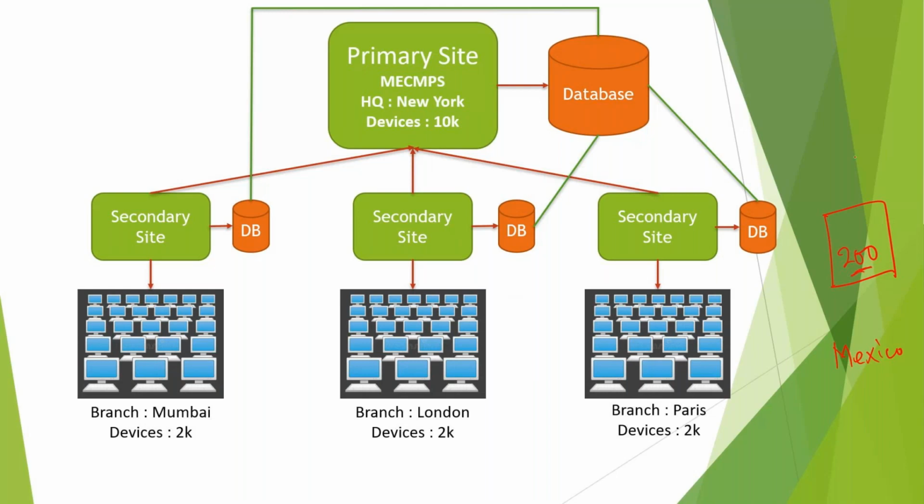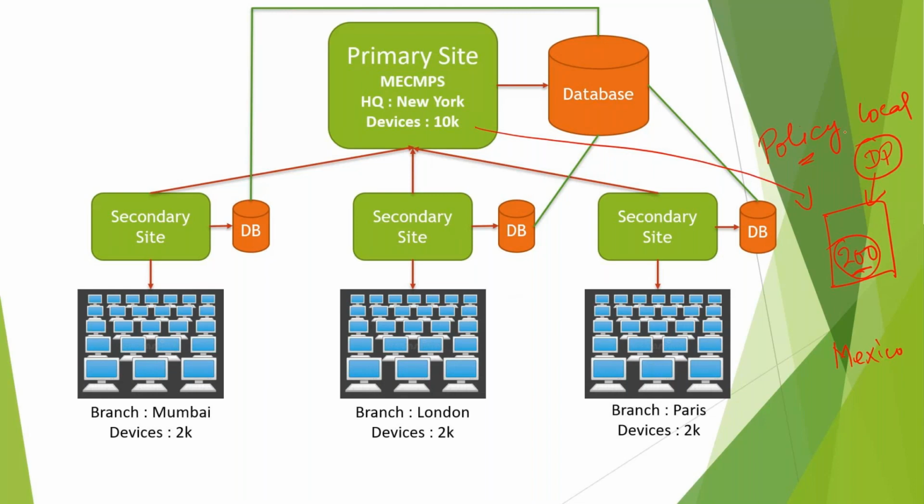So for these 200 devices, the primary site is going to send the policy. The policy will come from the primary site. But the content is big, let's say in gigabytes. Content is the application file, update file, operating system file. So we will have a local distribution point. I will talk about distribution point and management point later on. So the policy will come from primary, but the content will come locally. So we will have a local DP.